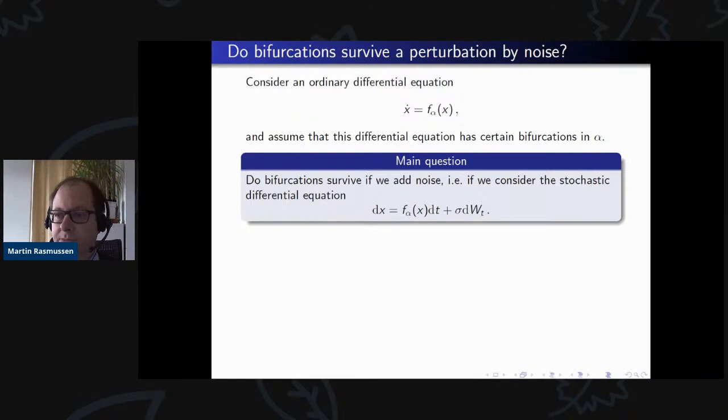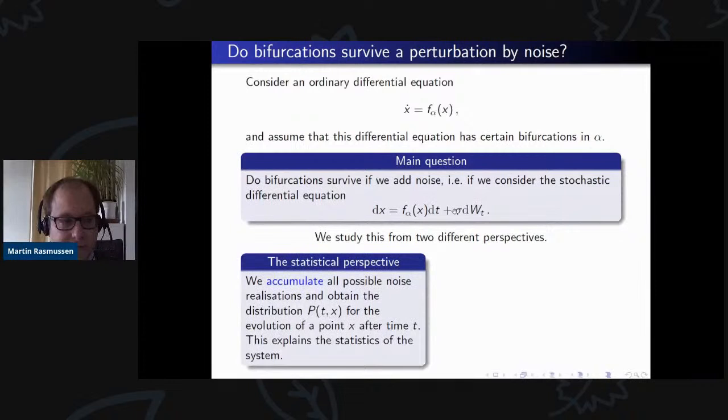And the main question I would like to ask and also partially answer in this talk is, do bifurcations survive if we add noise to this differential equation? So in contrast to our ordinary differential equation, we would look then at a stochastic differential equation where we have some random inputs in form of Brownian motion that perturb the dynamics of our ordinary differential equation. And there are basically two ways to approach this problem.